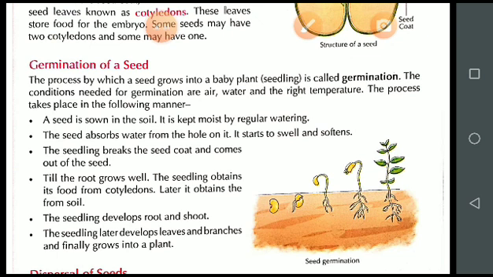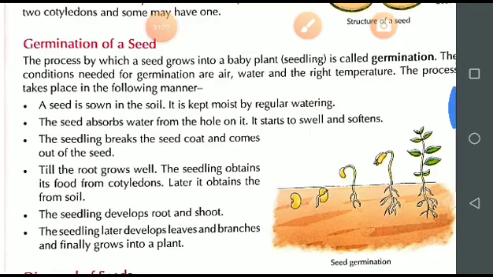A seed is sown in the soil. It is kept moist by regular watering. This I already explained to you. Before putting the seeds in the land, the farmer first makes the land fit for cultivation. They make the soil soft, water the fields regularly, put fertilizers in the field, because all these conditions are required for the growth of a new baby plant.